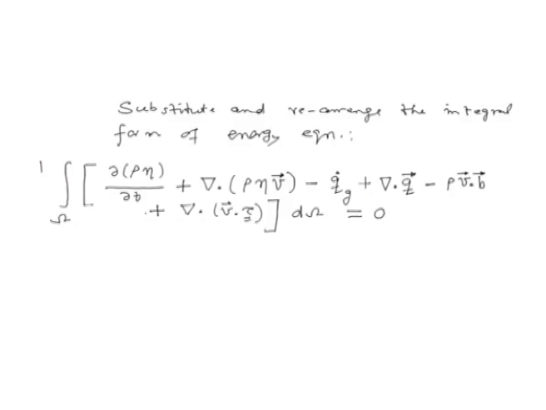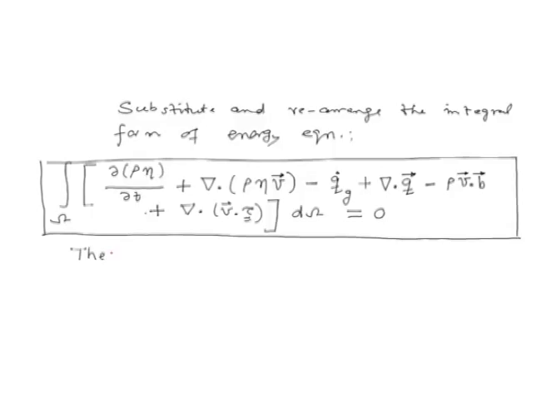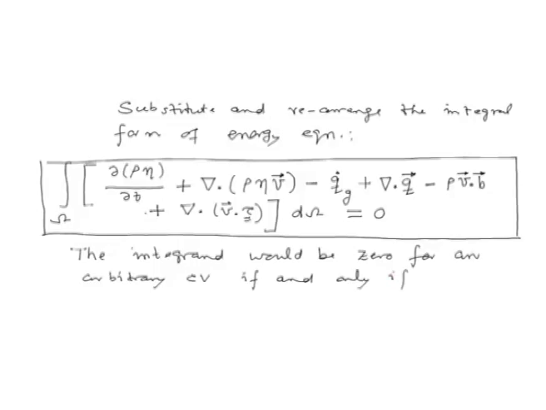So we apply the same argument. Here we have got an integral which is 0 for an arbitrary control volume omega. So we can argue that the integrand would be 0 for an arbitrary control volume, if and only if the integrand is 0 everywhere.